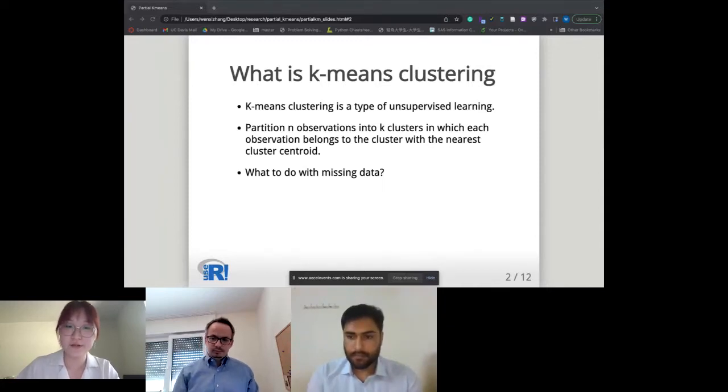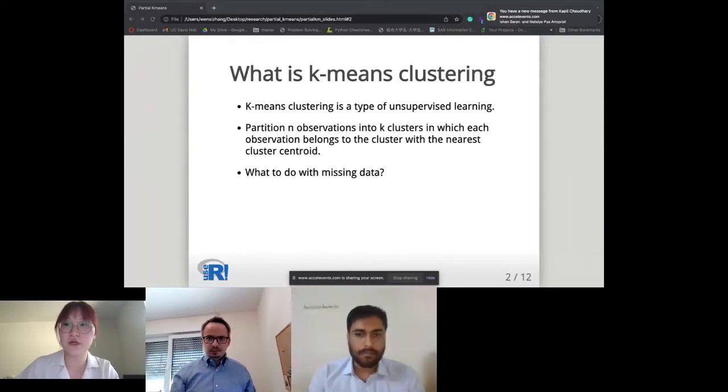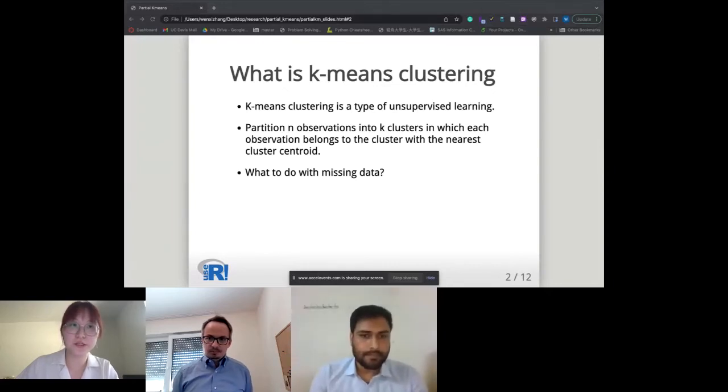However, what do we do with the missing data? Unfortunately, the standard k-means algorithm fails to handle data with missing values. So with the traditional methods, we can only modify the datasets. One common way is to use only the complete cases, or we can replace the missing values with means or column modes, whichever is more suitable.